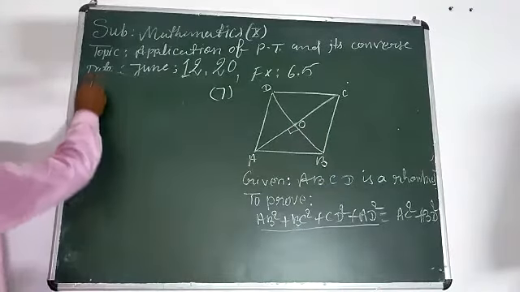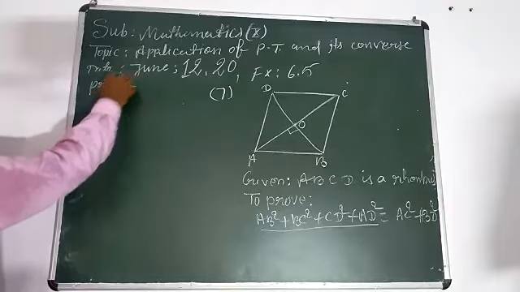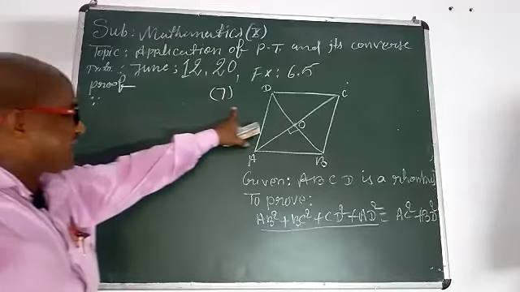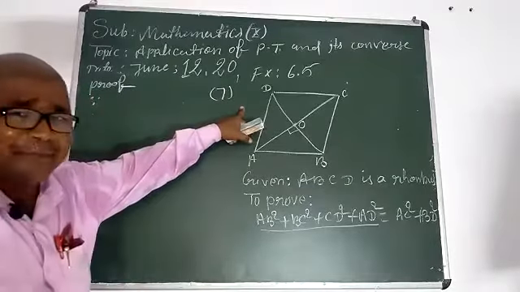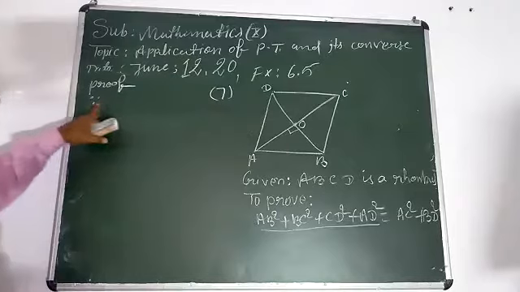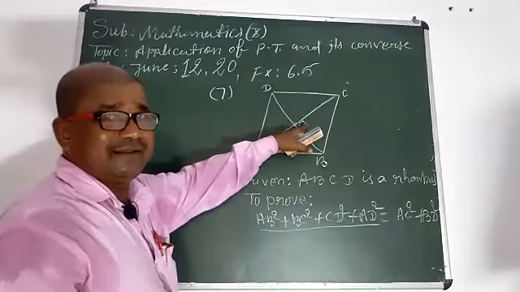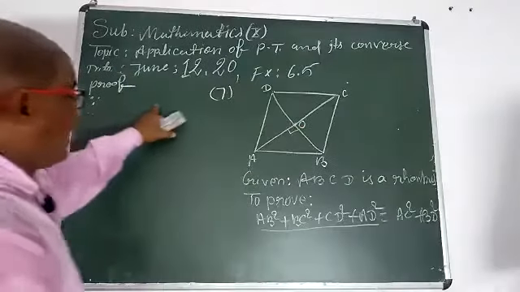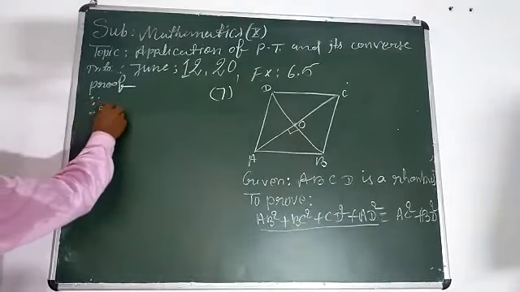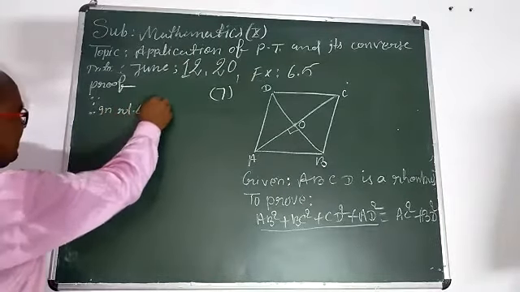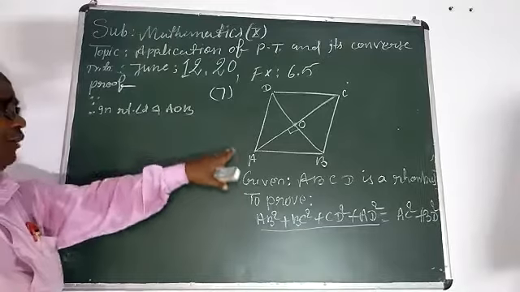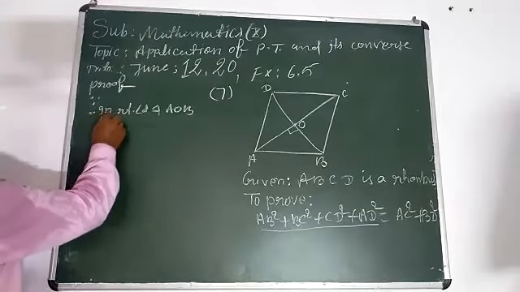Now come to the proof, everyone, and write this statement. We know that diagonals bisect each other at right angles. Take your pen, open your notebook and write the statement. Since the diagonals bisect each other at right angles, in right angled triangle AOB, angle O equals 90 degrees.